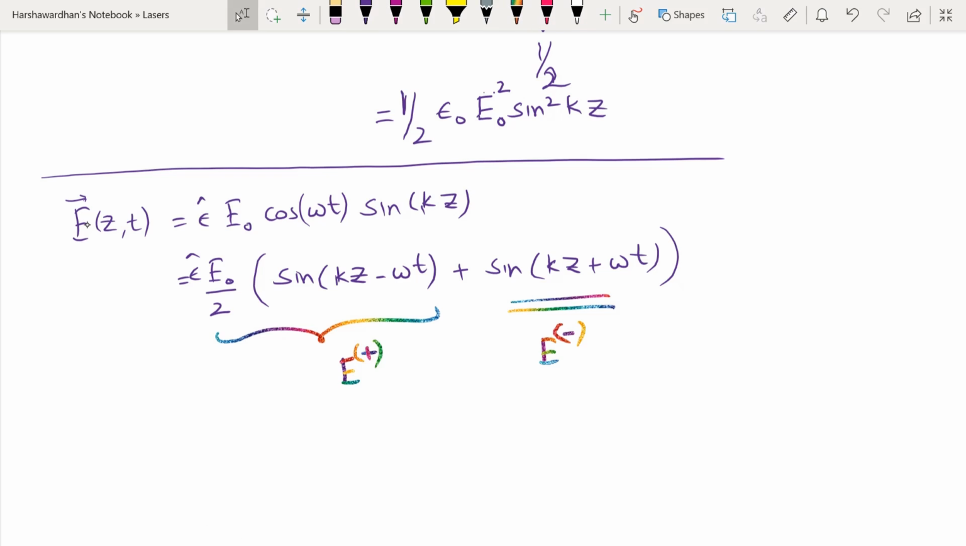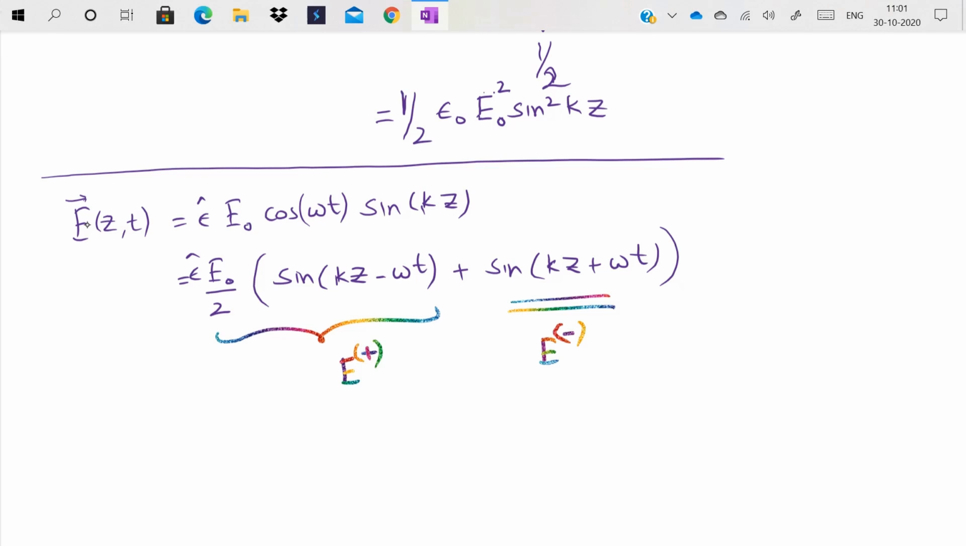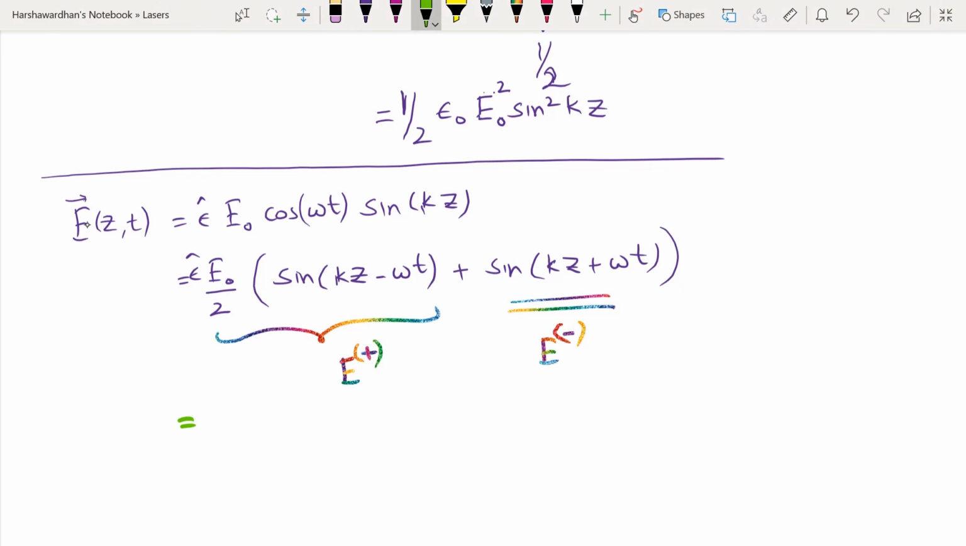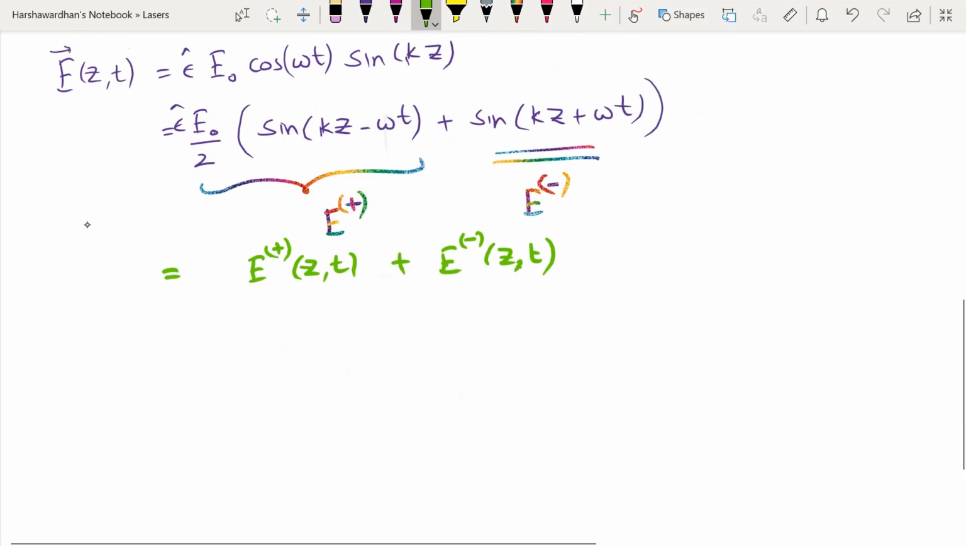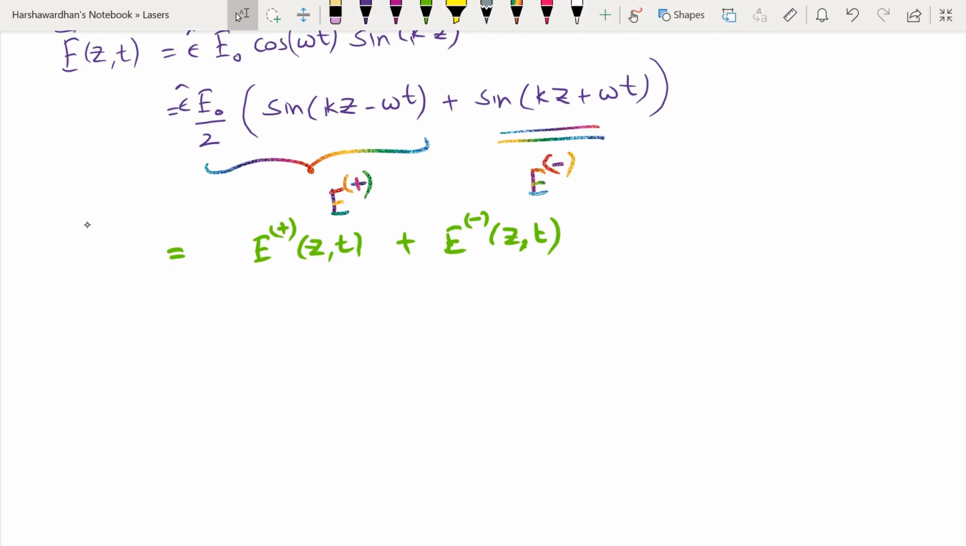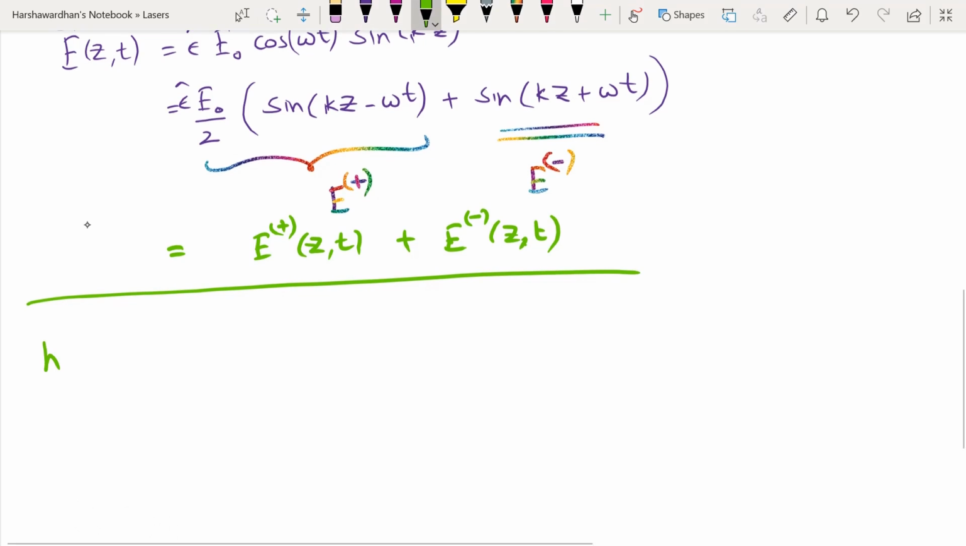So I can write this out. This is how you identify the right and the left propagating electric fields. So I can write this out as E plus(z,t) plus E minus(z,t), right? And absolutely similarly, now that we have constructed these, I can simply construct the energy density associated with the field traveling in the plus and minus directions, right?